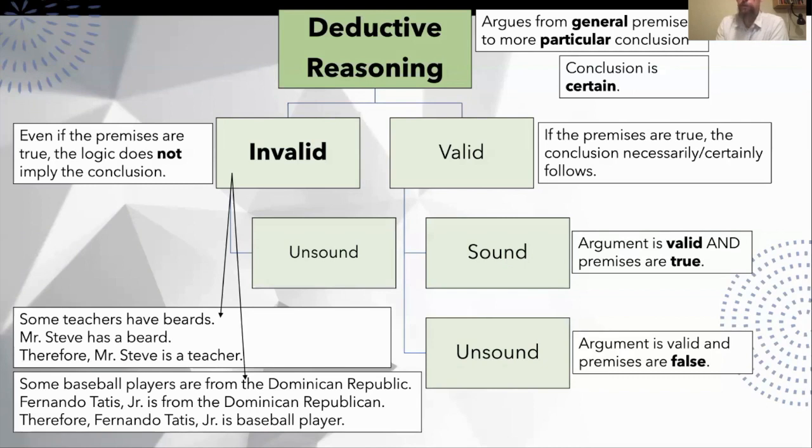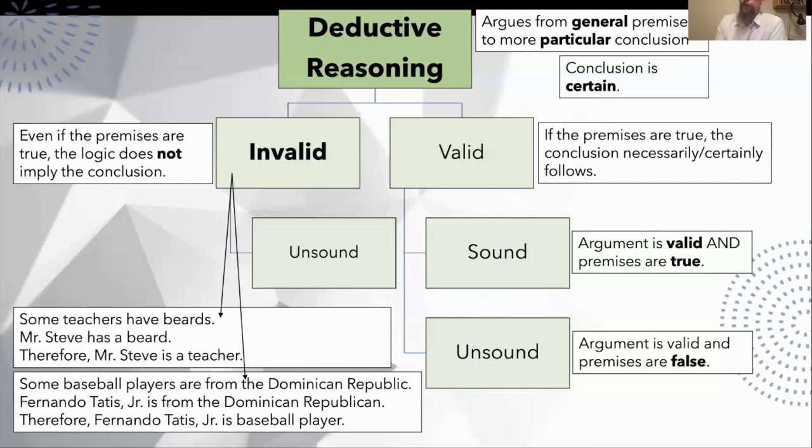Are there some baseball players from the Dominican Republic? Yes. Look at all three statements. Are they all true? They are all true. But the logic doesn't follow. The deductive reasoning does not imply the conclusion. And so therefore, this is an invalid argument. And any argument that is shaped this way will not be a valid argument.